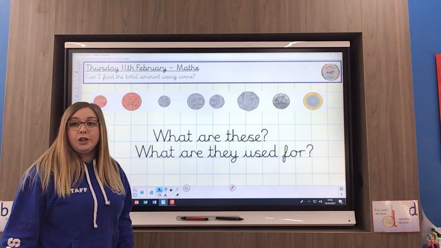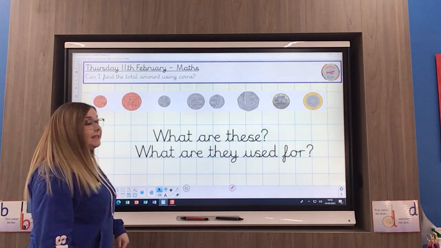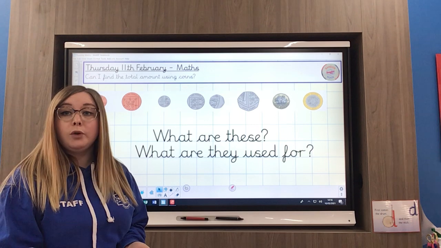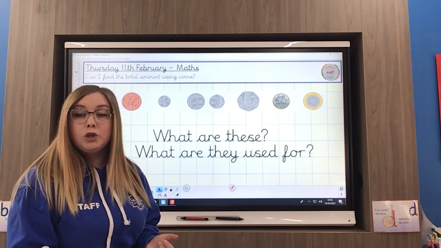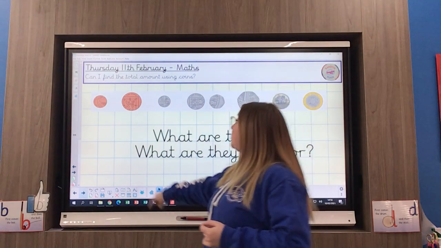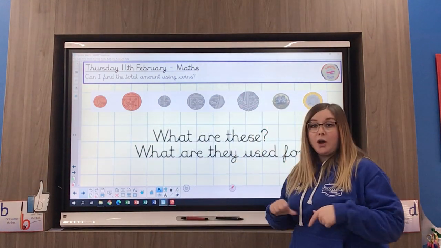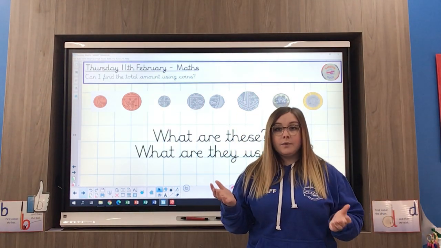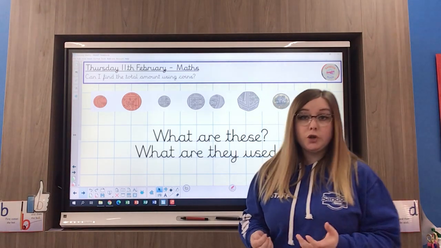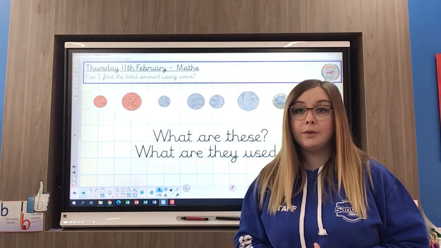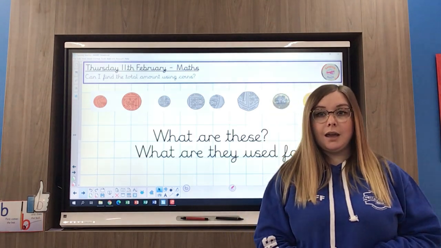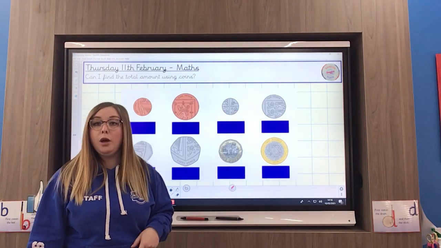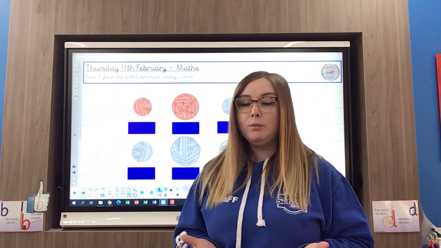Now for today's learning Year 4, we are going to be finding the total amount using coins. And we've already done some money learning when we were in school. So I've got some pictures on my board all the way across. They're different colours, different sizes and different shapes. But what are they? Okay, so they are coins. And what do we use them for? So we use them to buy things, don't we? And each of these coins have got a value. They're worth a certain amount of money, but how much?